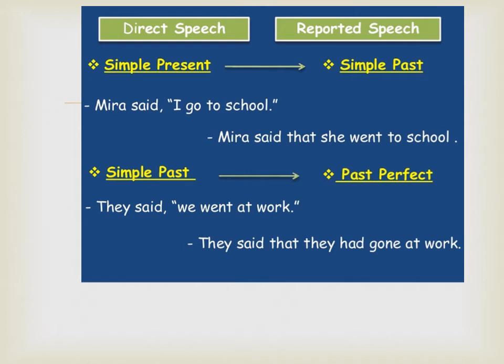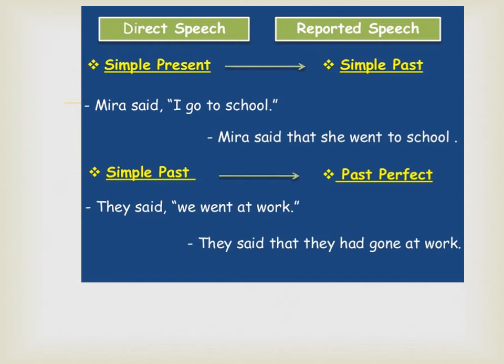Now, how the direct speech and reported speech change when we talk about the tense. Now, simple present to simple past. When a sentence is in simple present tense and it is in direct speech: Meera said, "I go to school." Now, the same sentence, when we want to change to reported speech in simple past tense, the sentence will be like this: Meera said that she went to school.